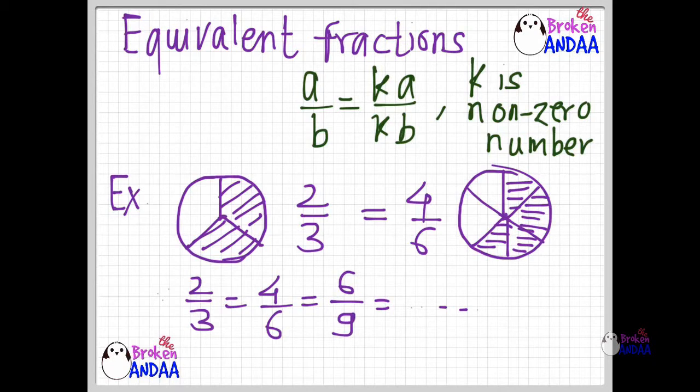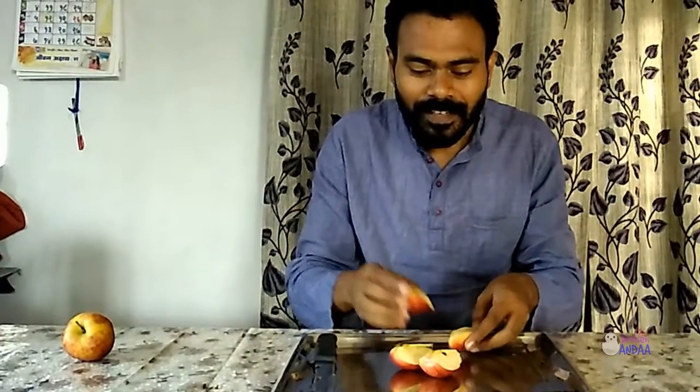So whenever we have a given fraction, if we multiply both the numerator and denominator by the same number, or we divide them by the same number, then we get equivalent fractions. Okay, now please answer this question. How much is this? 1/4. 1/4, that is 1 by 4.